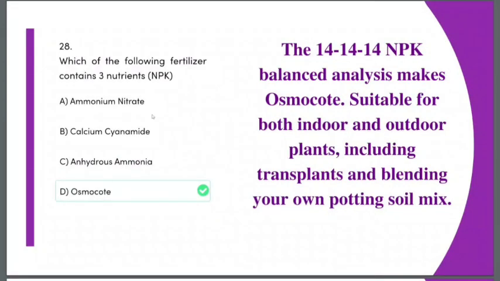28th question is: which of the following fertilizers contains 3 nutrients NPK? Options are ammonium nitrate, no; calcium cyanamide, no; anhydrous ammonia, no; osmocote. So osmocote is the correct answer. So what is osmocote? Osmocote means a 14 ratio of NPK, a balanced ratio of NPK.